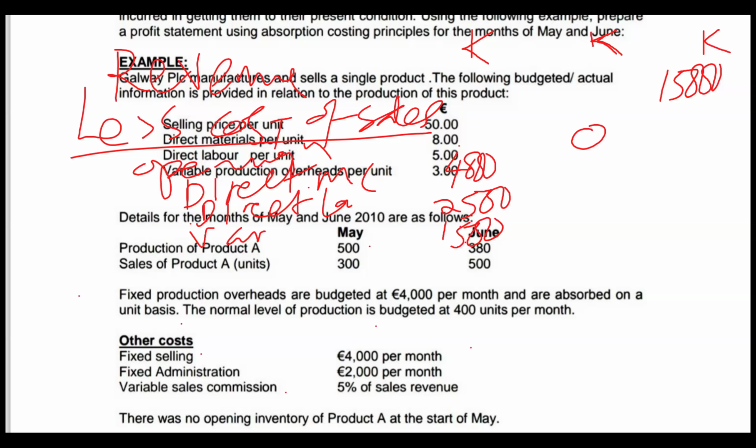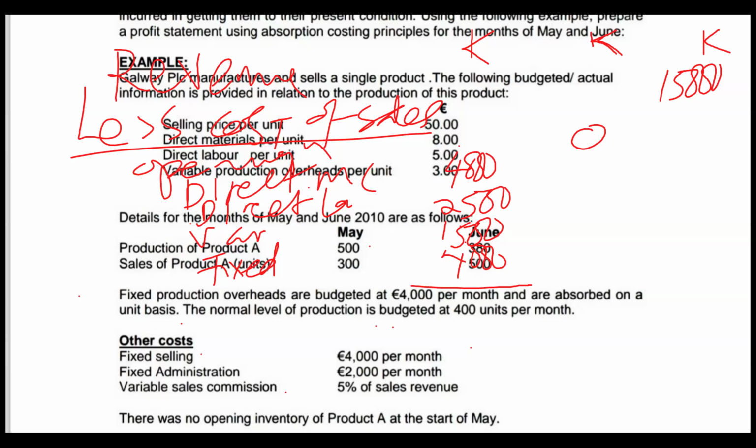The fixed production overhead. The actual one. What do we have? Is it 400? That's what the question says, isn't it? Fixed production overheads is 400. And when we find that, what did we say we do? We add everything, isn't it? We add everything.